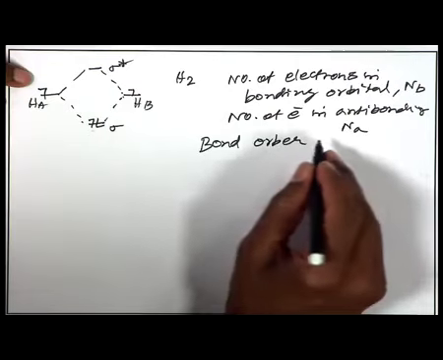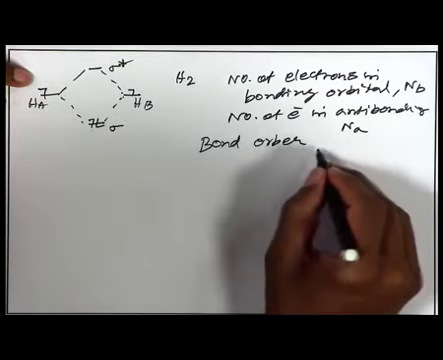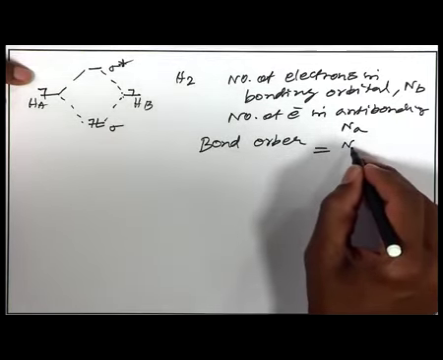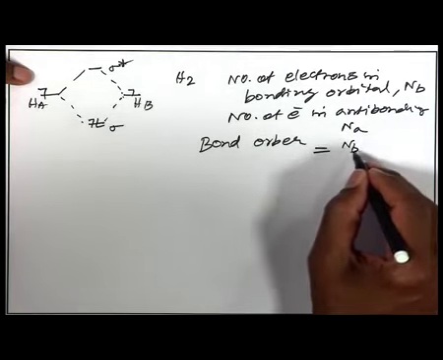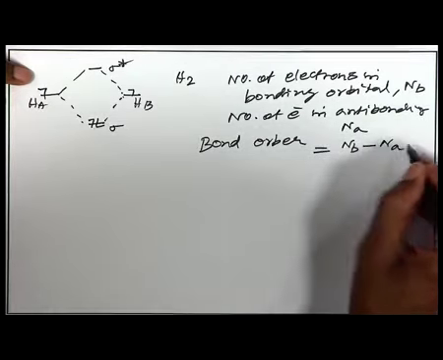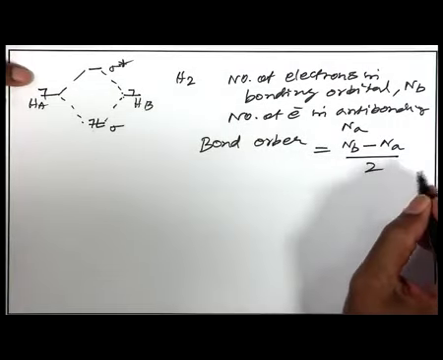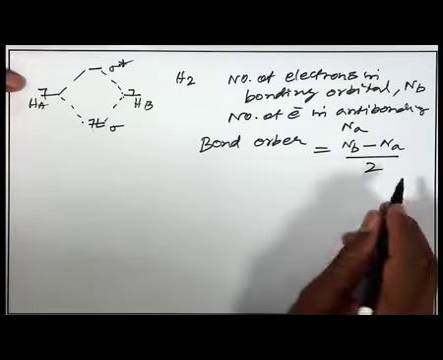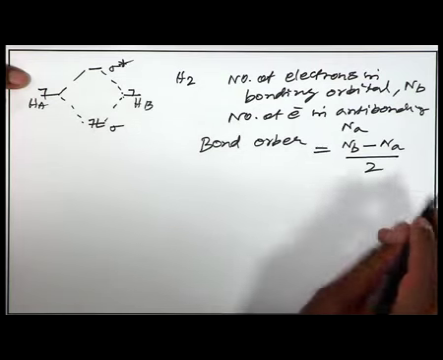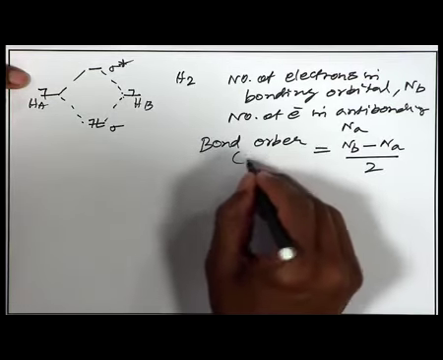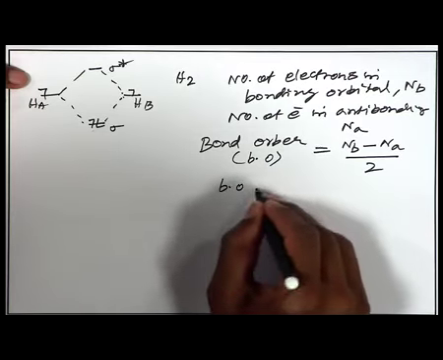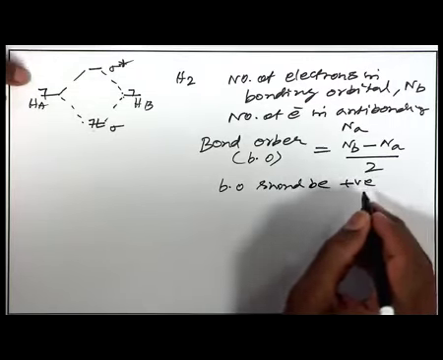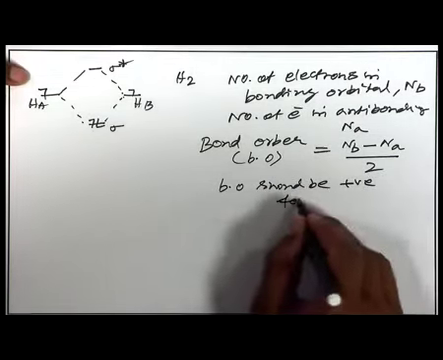Bond order is the multiplicity of the bonds between atoms. So, bond order is equal to half the difference: the number of electrons present in the bonding molecular orbital minus the number of electrons present in the antibonding molecular orbital, divided by 2. From this bond order we can talk about the stability of the molecules. The bond order should be positive for stable molecules.